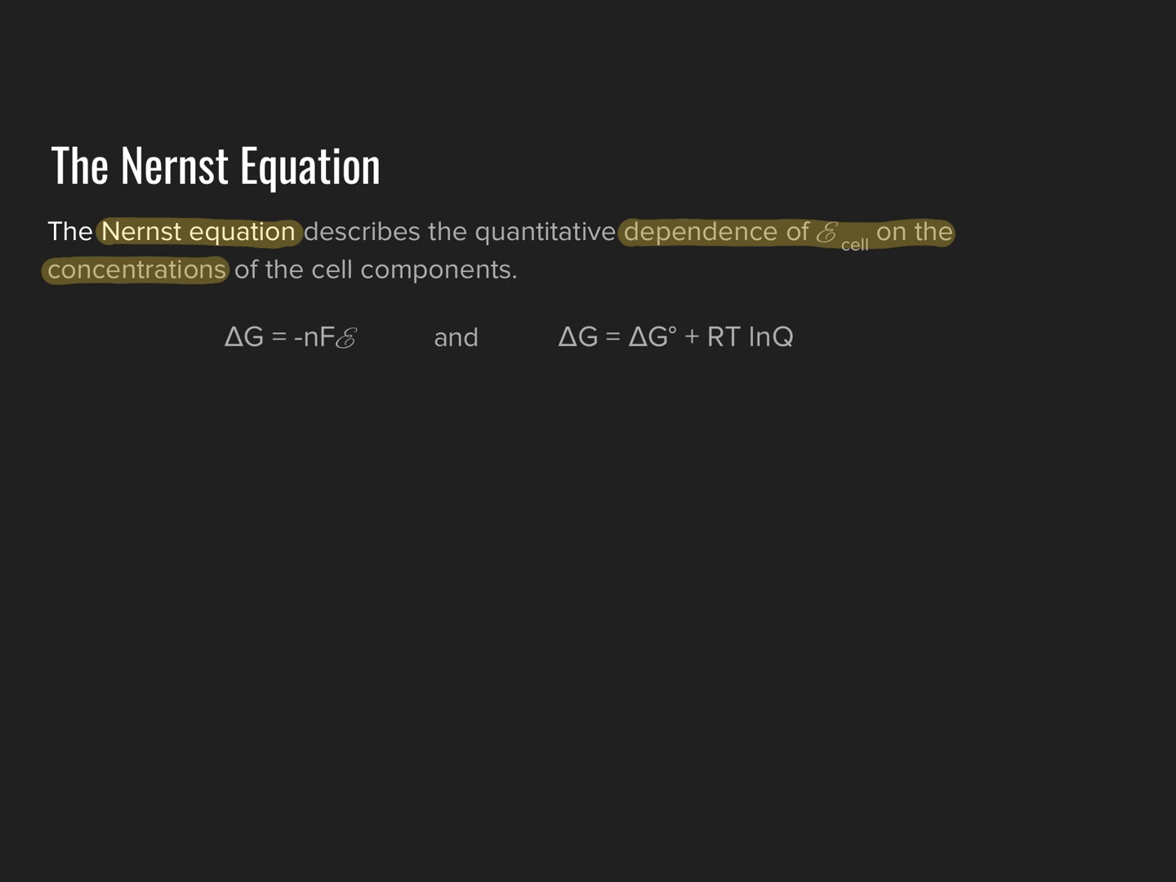Now, as both of those equations fundamentally represent a calculation of a change in free energy, we can set those equal to one another. So we now get an expression which is minus nFE, the cell potential, equal to the standard change in free energy, which I'm going to substitute with minus nFE naught, the standard cell potential, plus that factor RT times the natural log of Q.